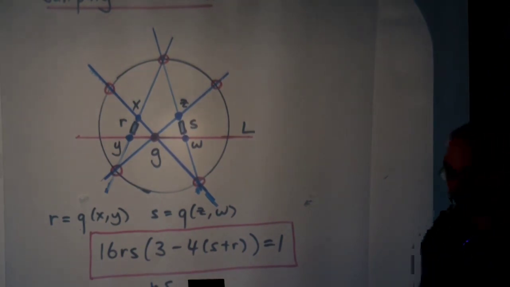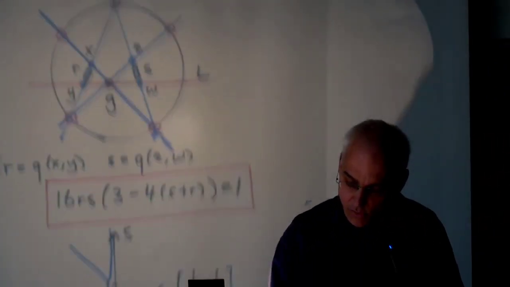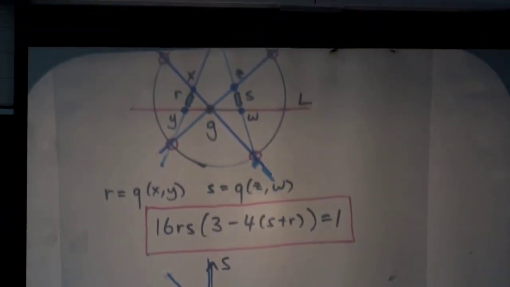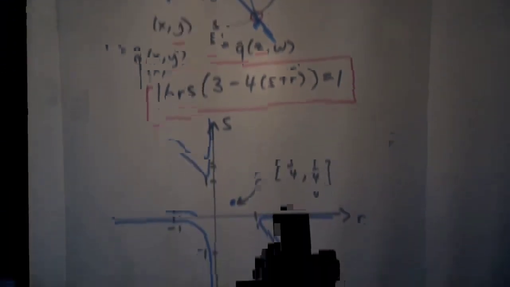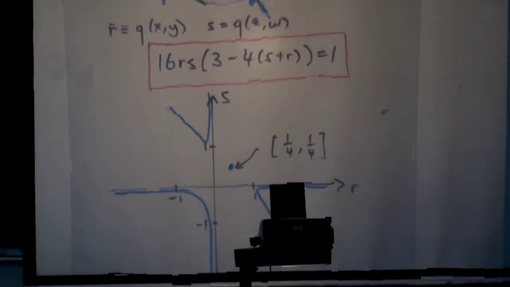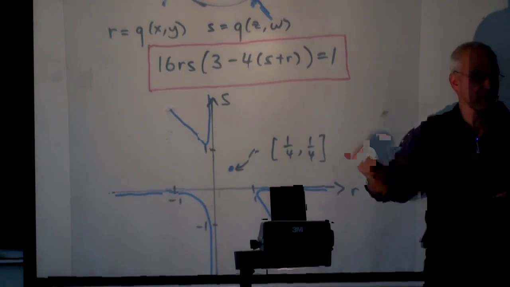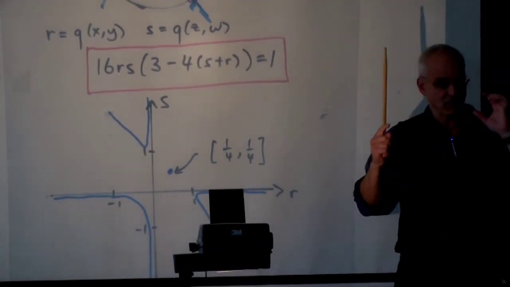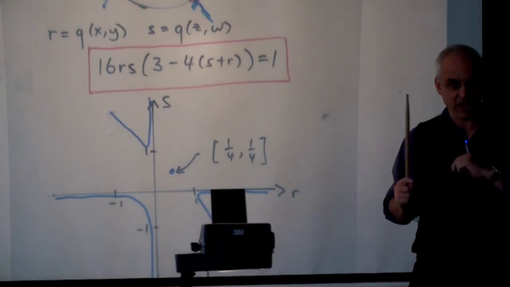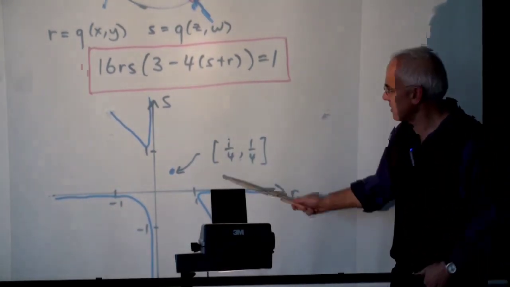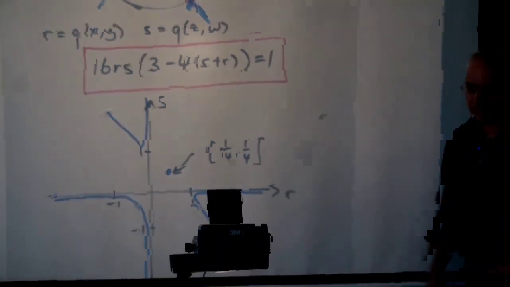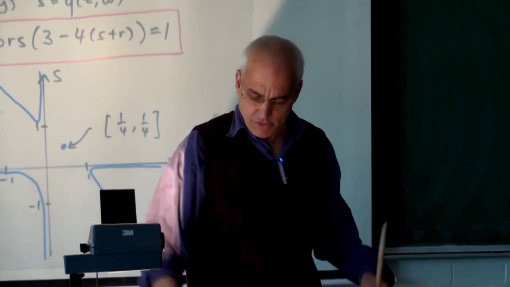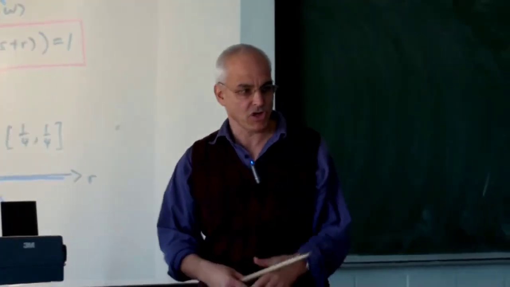And then it turns out that those two numbers always satisfy this cubic equation: 16RS times (3 minus 4(S plus R)) always equals 1. That's independent. You can move these five points around at random and everything changes, but this relationship between these two quantities does not change. And this is interesting for a number of reasons. It's a cubic equation for one thing, and cubic equations don't so often come up in metrical geometry.